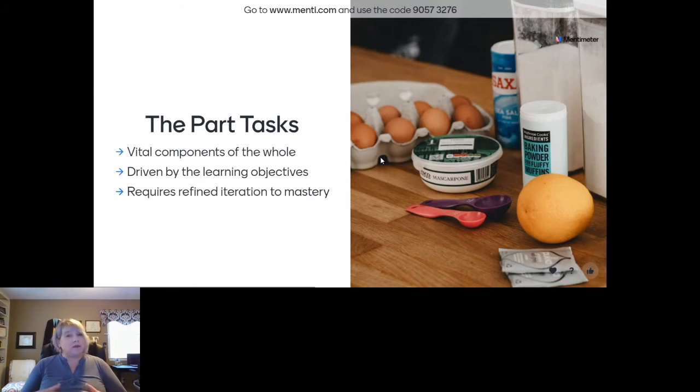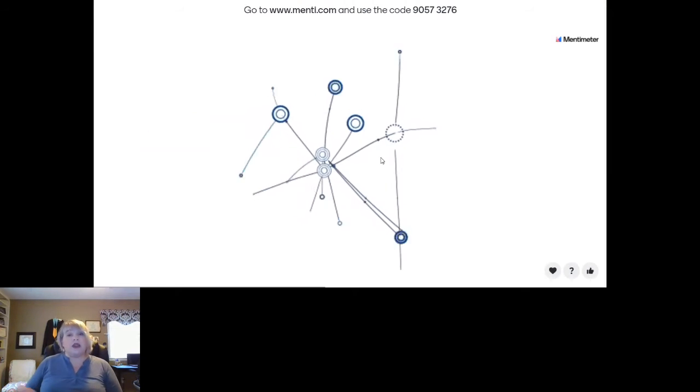And oftentimes these part tasks require a refined iteration process in order to arrive at mastery. This goes back to students don't realize that they can iterate, they become frustrated. And we're going to talk a little bit about how we pull empathy into these complex tasks to help them understand that iteration is required.